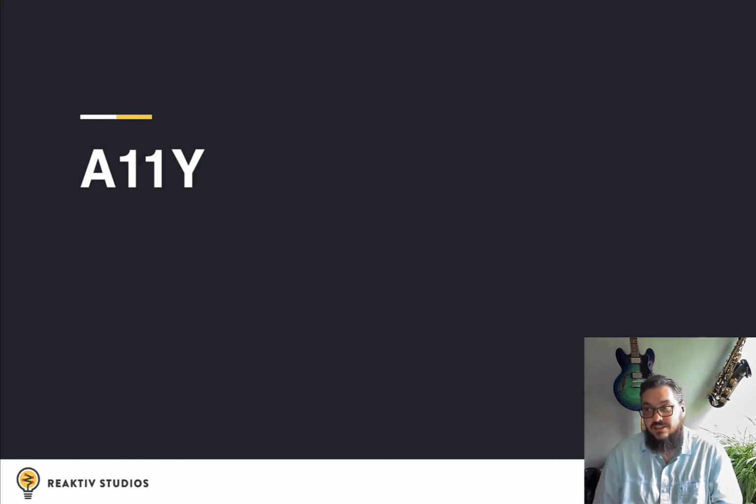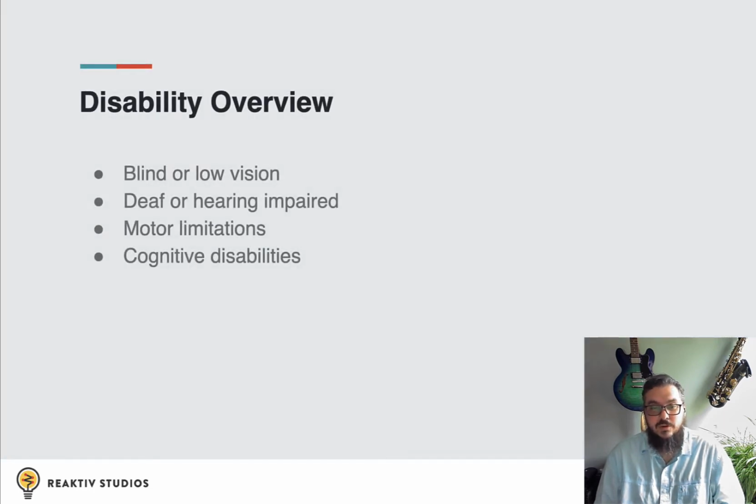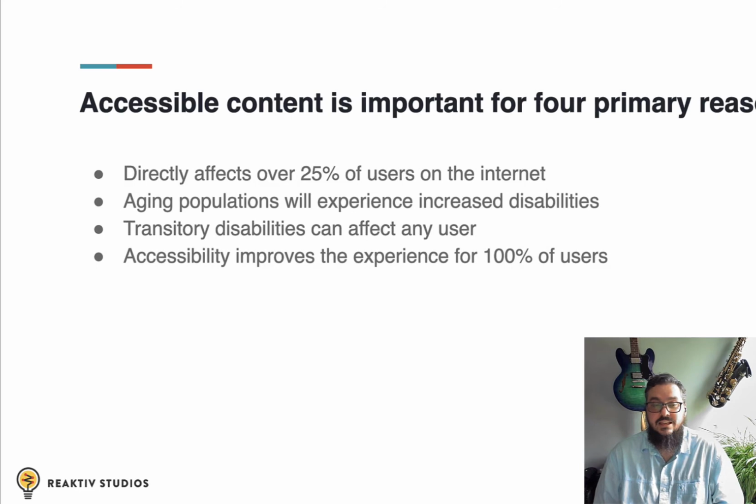Now, back to why accessibility matters. Most often we think of this as making it work for blind or low vision users. That's certainly a big part of it. However, it also impacts other users, including those with hearing impairments, motor limitations, and cognitive disabilities. For example, complex content with long content blocks and distracting sidebars can make it hard for many users with attention disorders. Accessible content is important for 4 primary reasons.